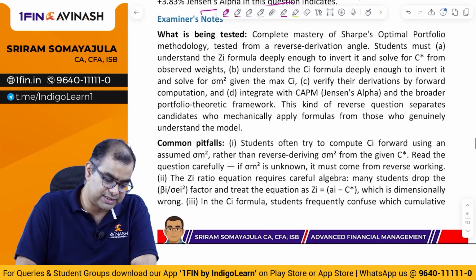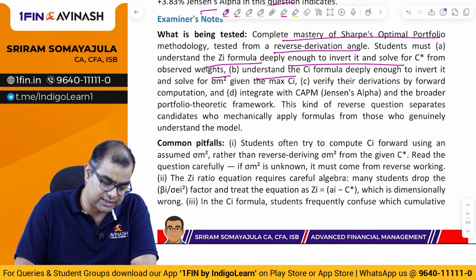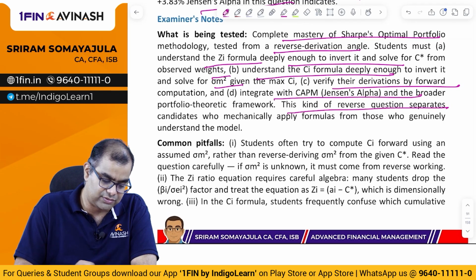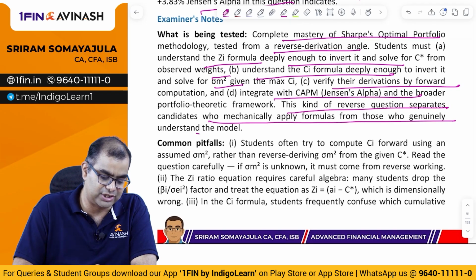Examiner notes what is being tested: complete mastery of this formula from a reverse derivation angle. They must understand the Z formula deeply enough to invert it, solve for C star, use observed weights, understand the formula deeply to invert for market variance, verify the derivations, and integrate with CAPM. This kind of reverse question separates candidates who mechanically apply from those who genuinely understand the model.